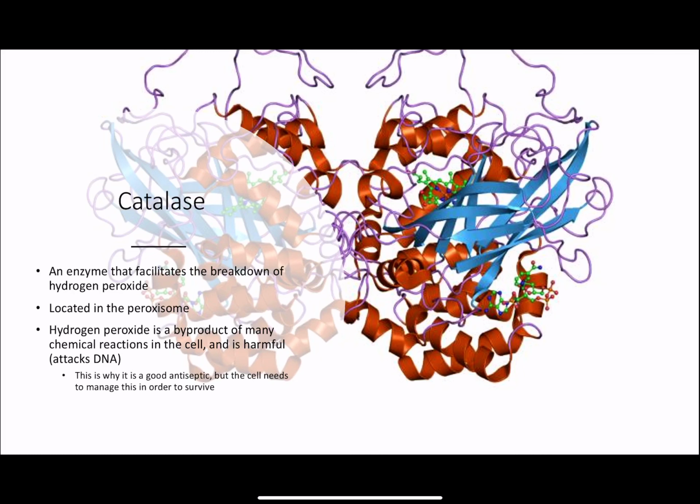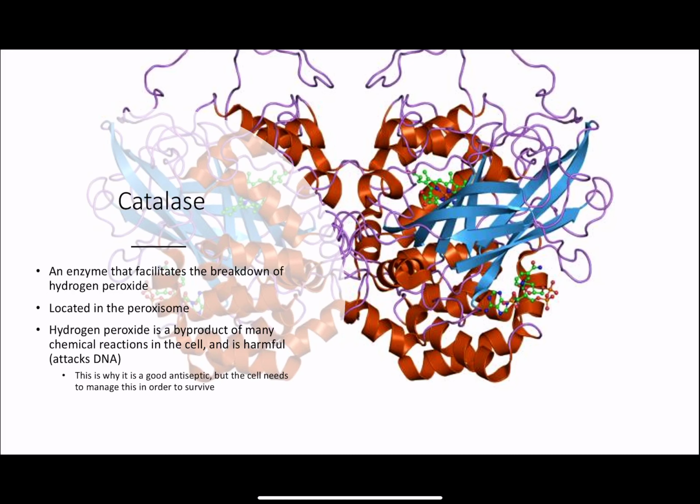So catalase. This is the enzyme that we discussed in this lab. This is an enzyme that facilitates the breakdown of hydrogen peroxide, and it's located in an organelle known as the peroxisome. This is a really important enzyme because hydrogen peroxide is actually a byproduct of many chemical reactions in the cell, meaning it's just left over from all the reactions that a cell needs to undergo in order to survive.